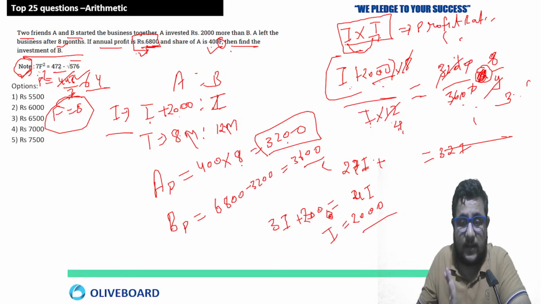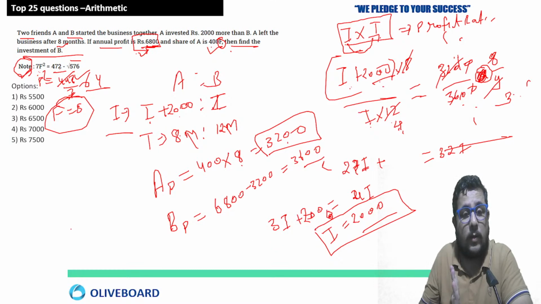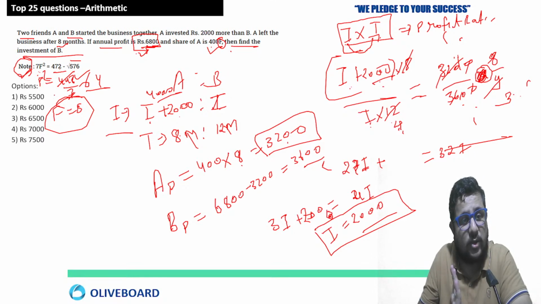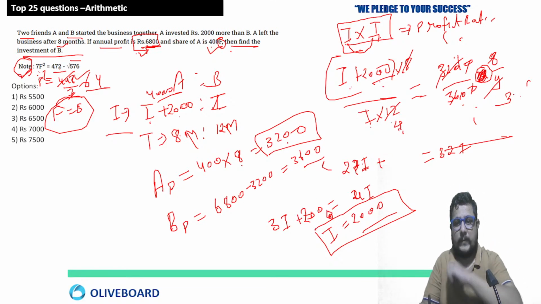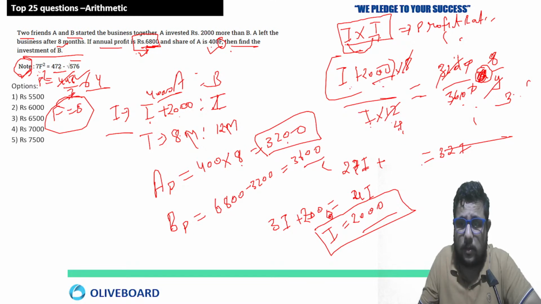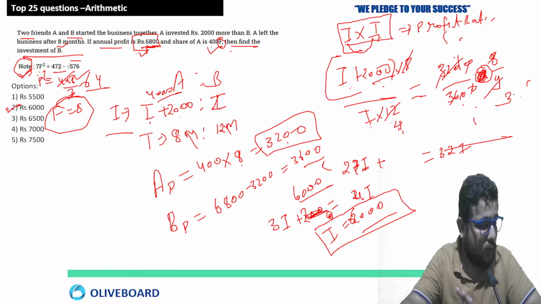Okay, so that's why the problem was there, this kind of problem, but not an issue. Now I is equal to 2000, so A's investment is 4000. Clear? Then find the investment of B. So sorry, I is equal to 6000. My mistake again. 6000. It happens here. Actually, it is 6000. So second 6000. Not an issue.